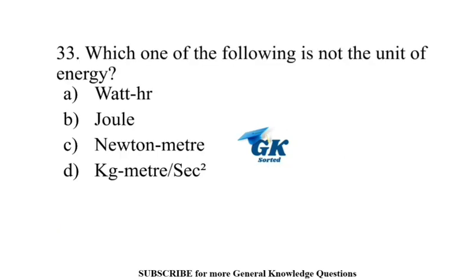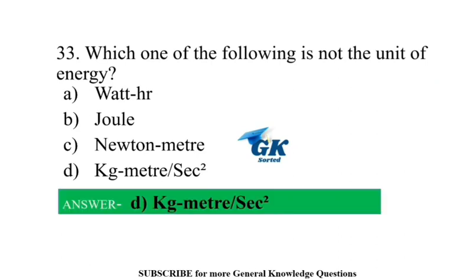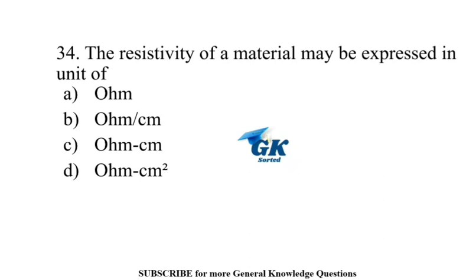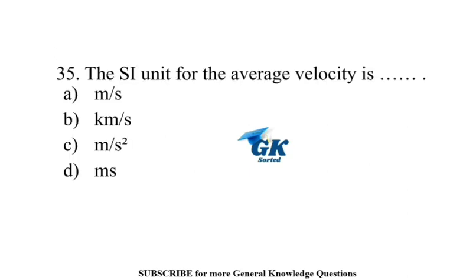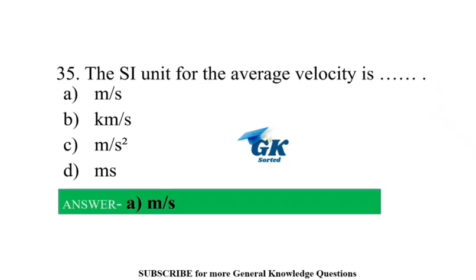Which one of the following is not the unit of energy? Kilogram meter per second square. The resistivity of a material may be expressed in unit of ohm centimeter. The SI unit for the average velocity is meter per second.